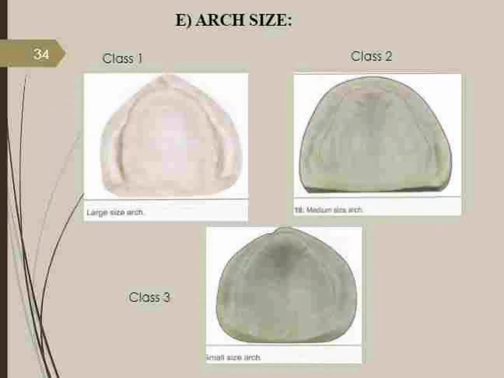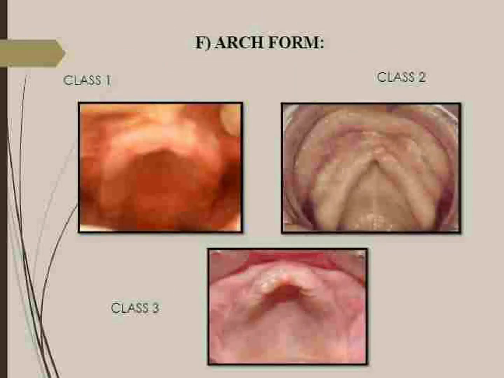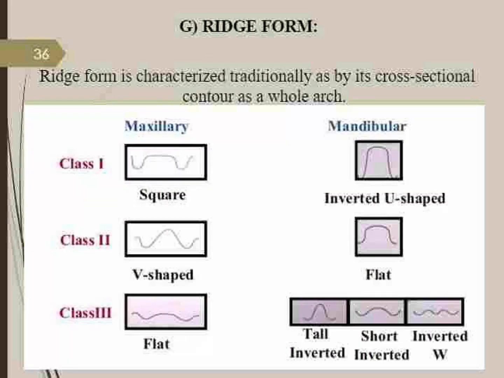The arch size is important to be determined. When the size is large, the amount of support is more, and there is less chance of displacement or loss of retention in the prosthesis as compared to class 3, where the arch size is small. Arch form is nothing but the shape. You have U-shaped and you have V-shaped. The worst prognosis is found when there is a V-shaped arch form, which can result in destabilizing the denture.